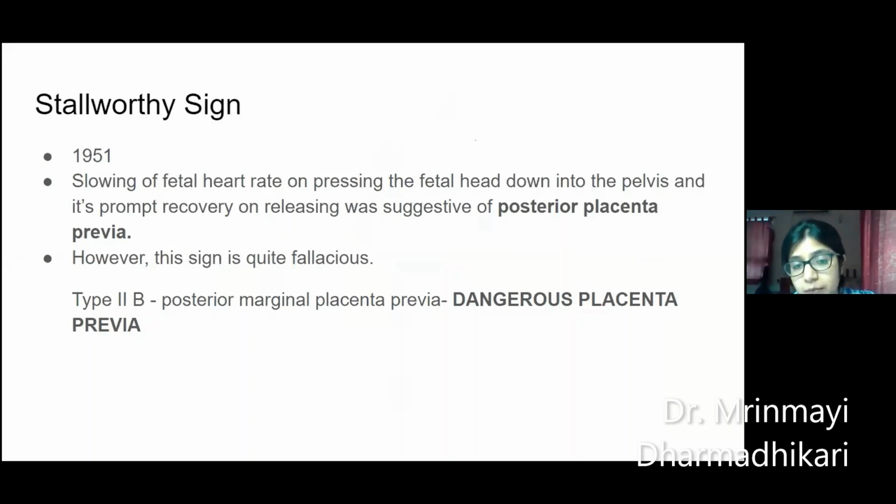Now, this posterior placental compression interferes with the fetal blood supply, causing fetal bradycardia. Okay, but this sign is quite fallacious. Why? Because it is not specific only to posterior placenta previa.